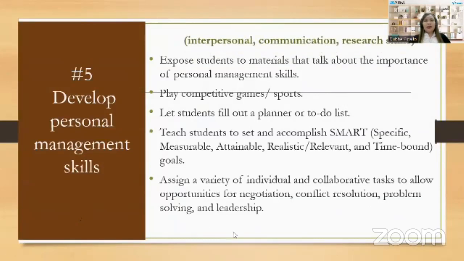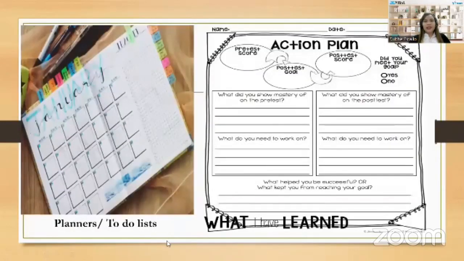These personal management skills are meant to teach interpersonal communication and research skills. Now, here are some materials that you could make use of.